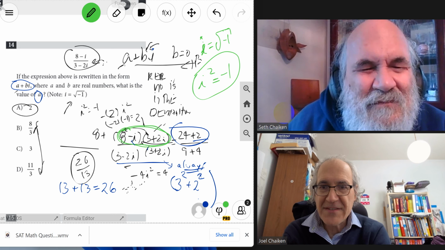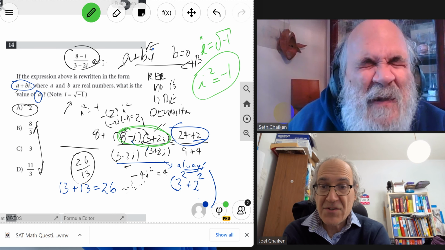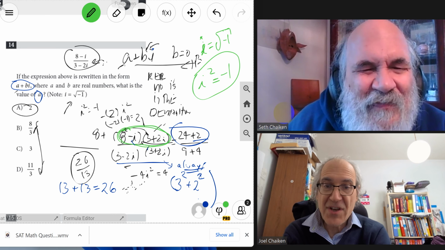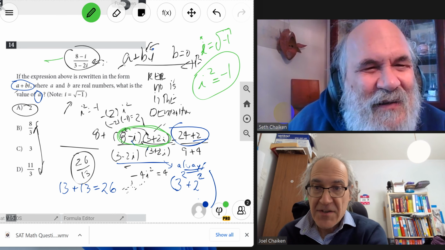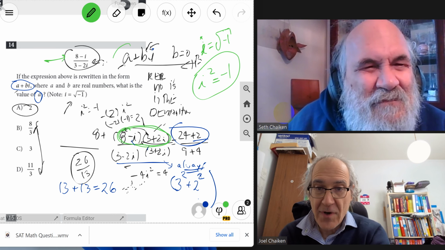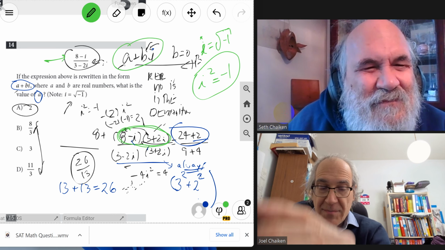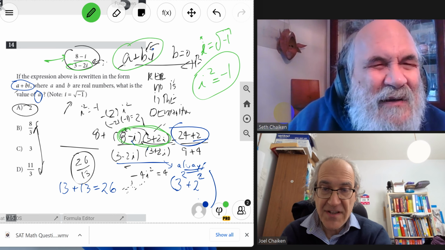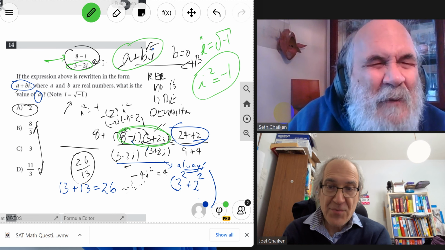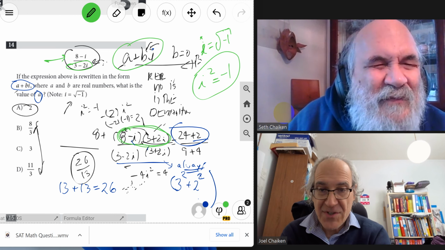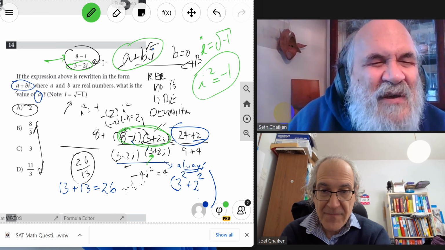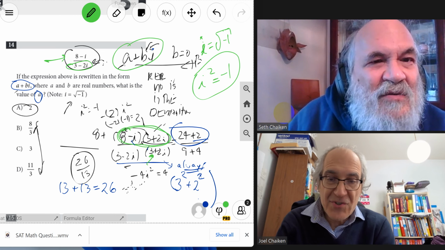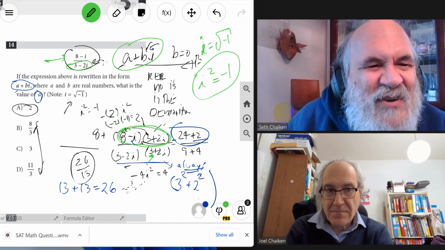You just have to basically know that to take a complex number and turn it into this type of form, you have to multiply the numerator and the denominator by the conjugate of this number. The conjugate of that number is just the same number, but you change the sign of the imaginary part. So it's sort of like the formula for the conjugate.